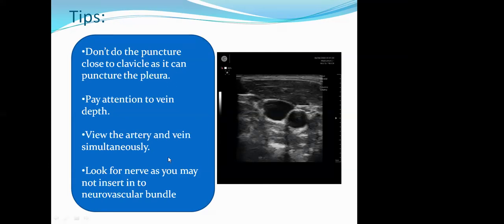While performing the procedure, always look at the artery and the vein simultaneously, and also be careful not to insert into the neurovascular bundle. So this is all about the ultrasound guided central venous catheterization. Thank you so much.